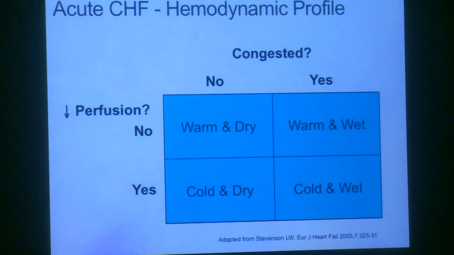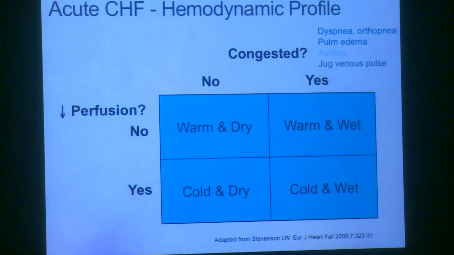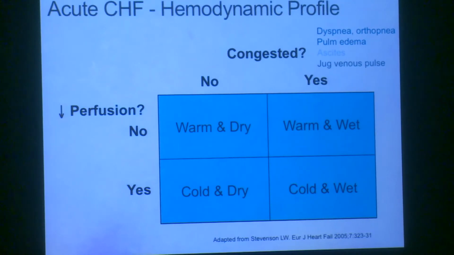So we'll play our little quadrant game here with her. Obviously congested. She's got dyspnea and pulmonary edema, and she also has jugular venous distension, indicative of her right-sided failure. So yes, she's congested. Perfusion.